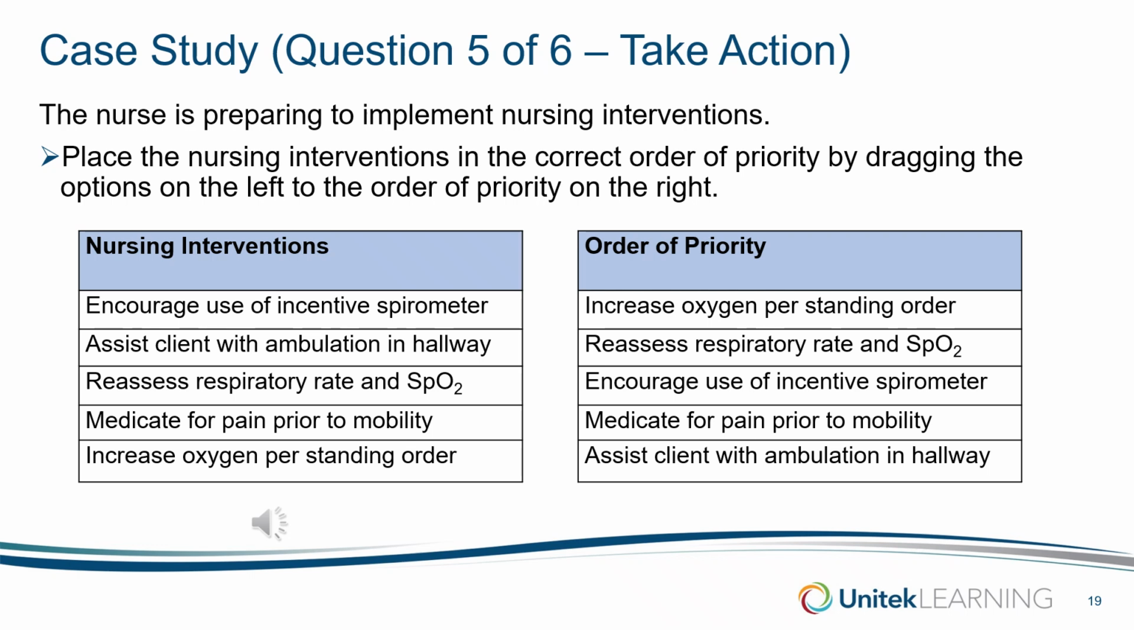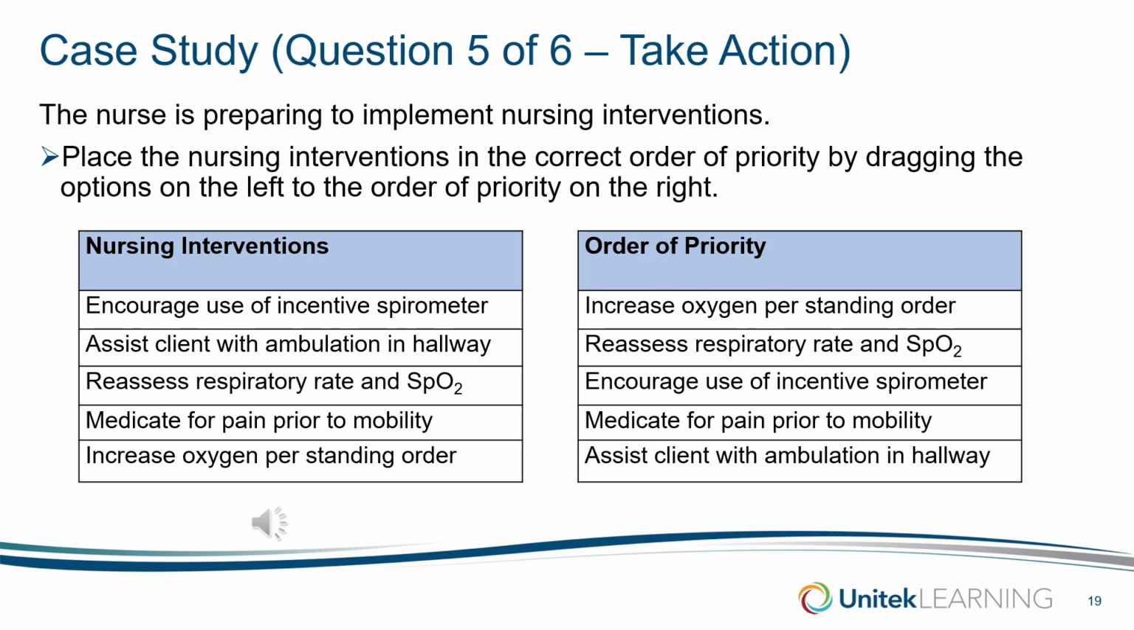Next, we will medicate for pain prior to mobility. For surgical clients to maintain physical activity and good expansion of the lungs, they must have good pain control. Providing pain medication about 30 minutes prior to activity will help the client with completing ambulation activities. Assist the client with ambulation in the hallway.